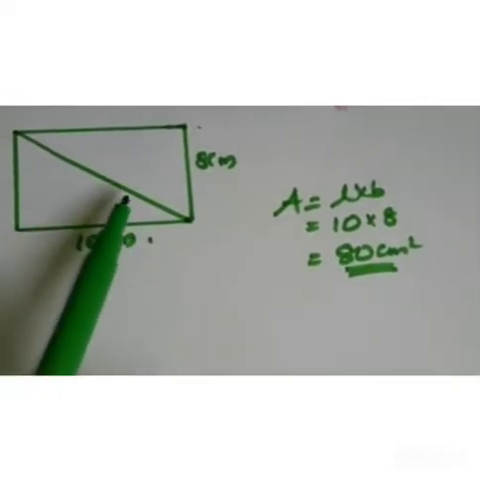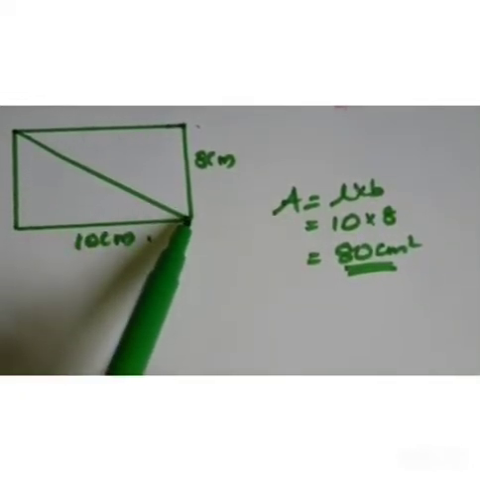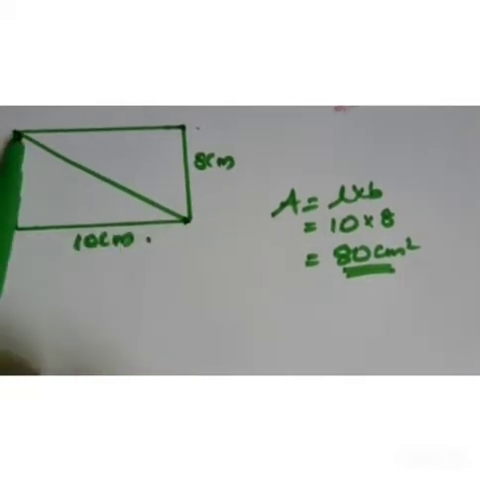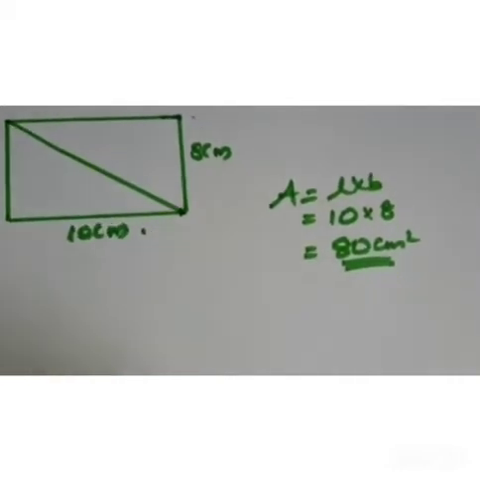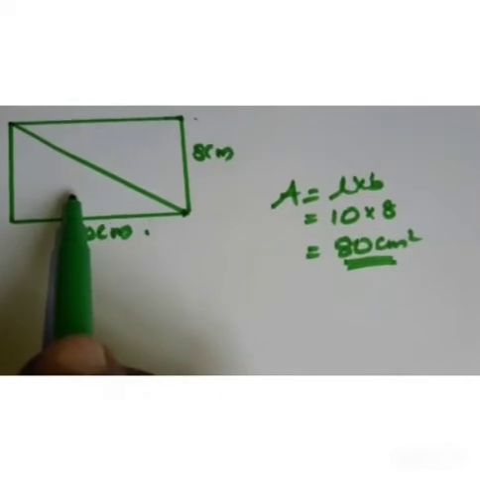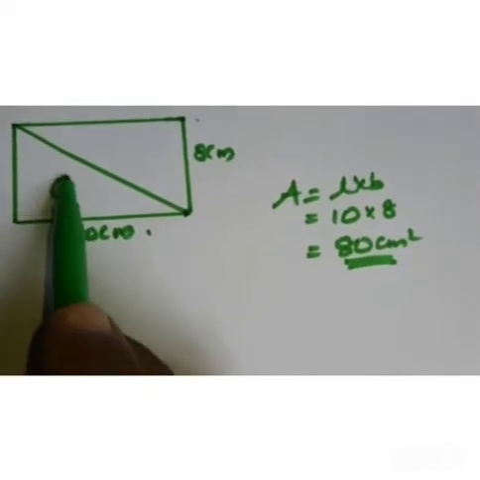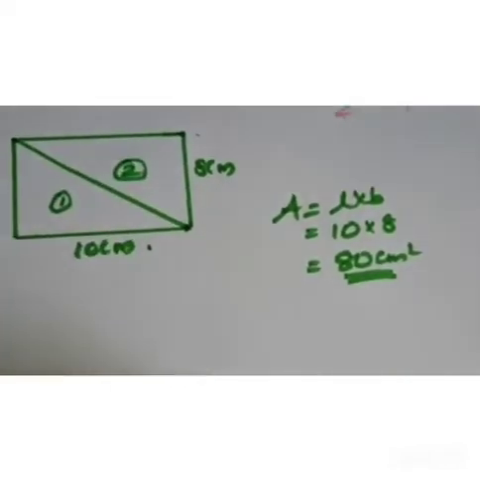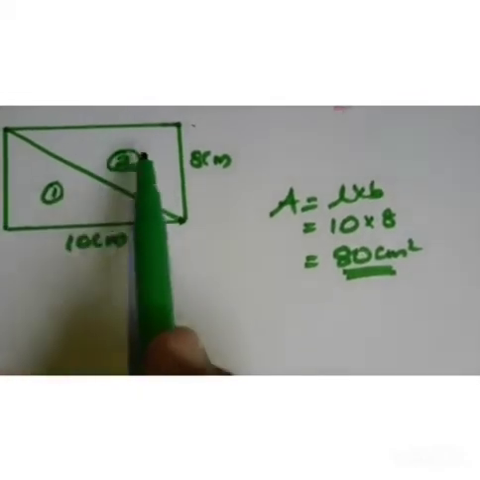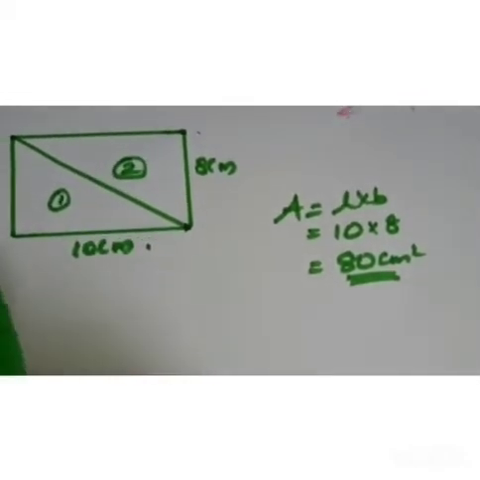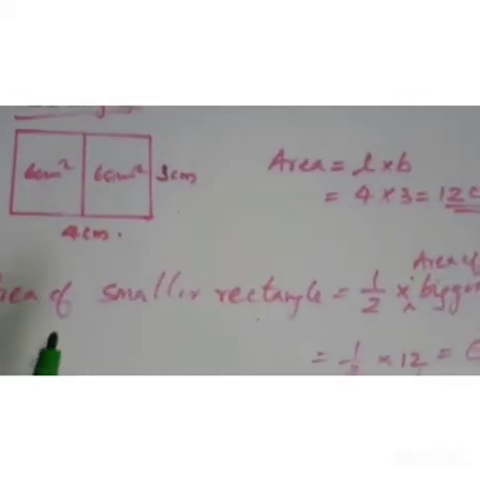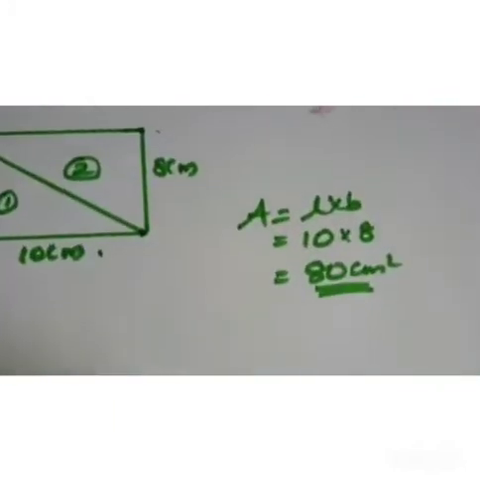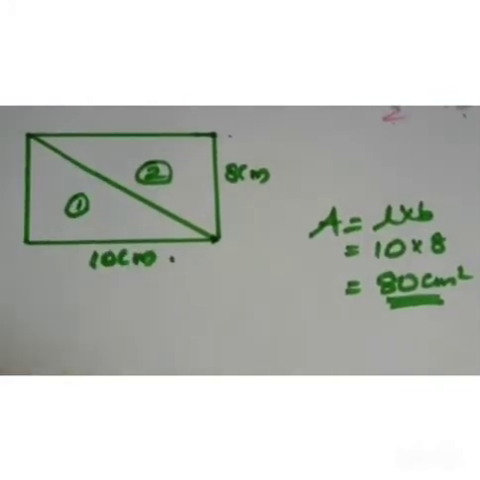So instead of dividing, we are drawing a line from one corner to the next corner. So this rectangle is split into two triangles now. What about the area of this one? The previous one we have split like this. Here we are splitting from one corner to the next corner.